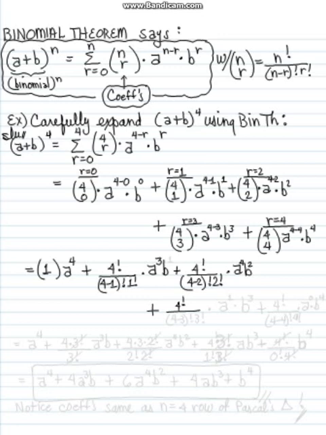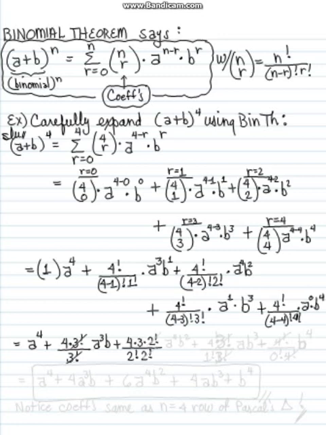Okay, then plus 4 factorial over 4 minus 3 factorial times 3 factorial times a to the 1st times b to the 3rd. And for the r equal 4 term, we add 4 factorial over 4 minus 4 factorial times 4 factorial times a to the 0 times b to the 4th. Now simplifying further, we get a to the 4th plus 4 times 3 factorial over 3 factorial. See, I factor the top down so I can cancel, times a cubed b, plus 4 times 3 times 2 factorial is going to cancel with the 2 factorial on the bottom, times a squared b squared.